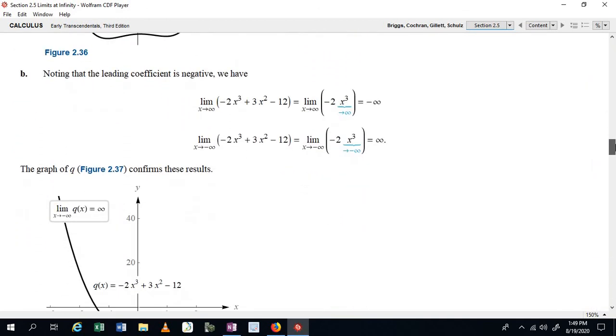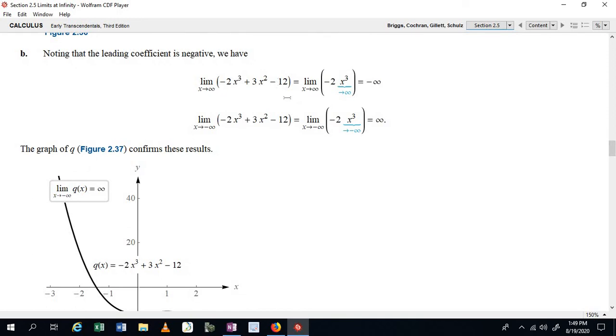Okay, so let's look at part B. So now we want to find the limit of this polynomial as x heads towards infinity and negative infinity. And again, it's sufficient to look at the leading term, which in this case is negative 2x cubed. So what's happening to x cubed as x heads towards infinity? Well, 10 cubed, 100 cubed, 1,000 cubed, that's just going to get larger and larger as a positive number. But then you're going to multiply that by negative 2, and so actually it's going to become more and more negative. And so this is going to head towards negative infinity.